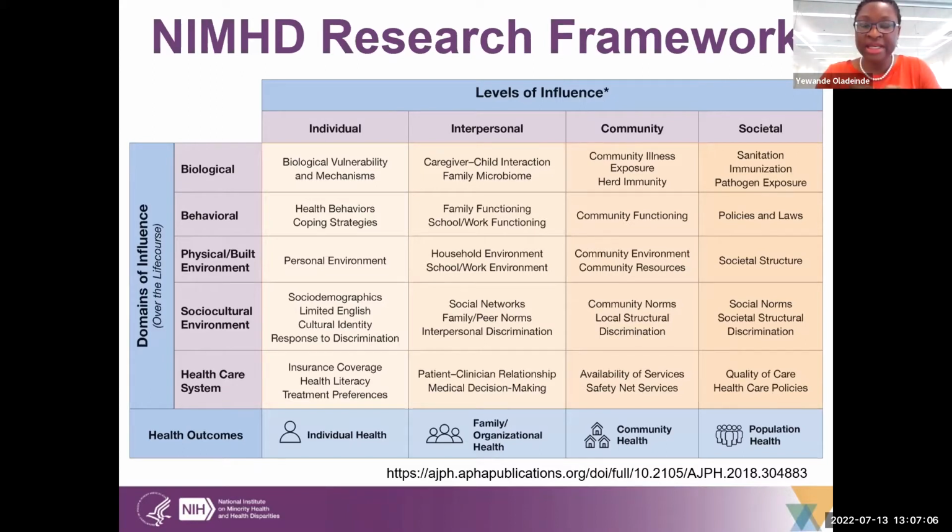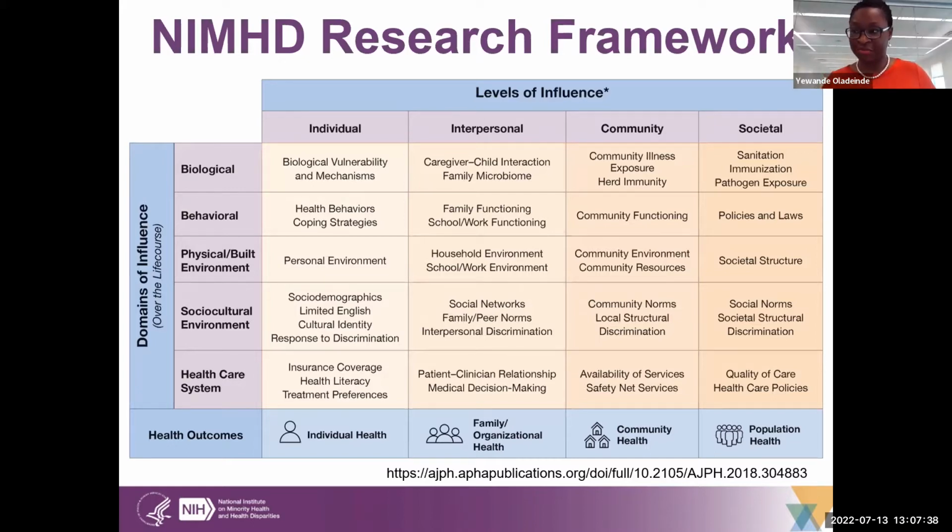The goal really is, and it may sound like I'm repeating myself, but I really want everybody to go away with this take-home message: it is a tool to help you think beyond the individual level, to see that there are factors beyond the individual and the biological level that influence a person's health and the health outcomes we see.